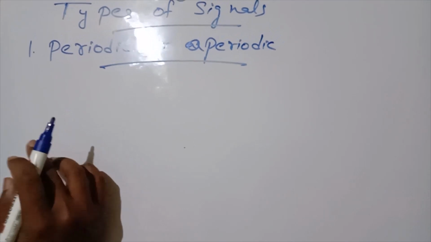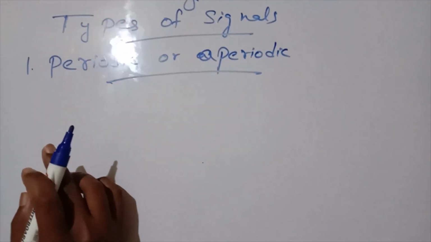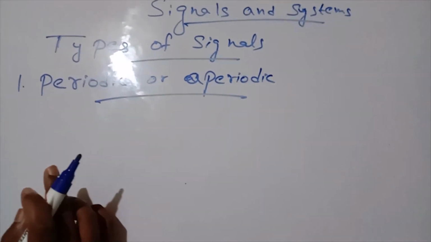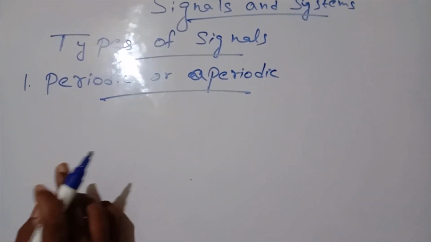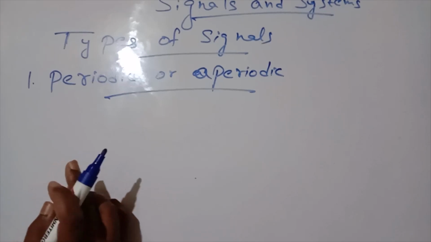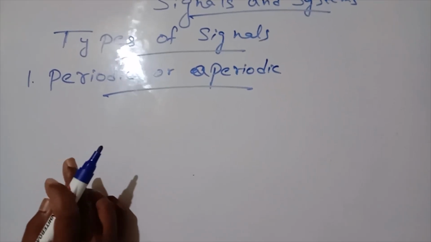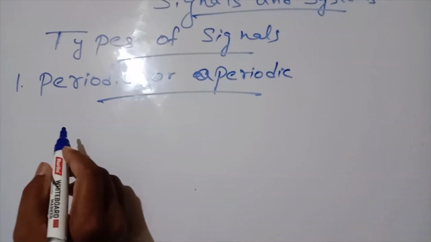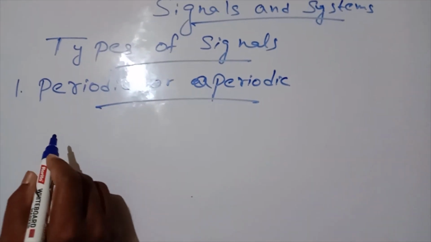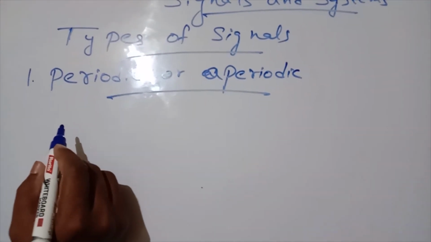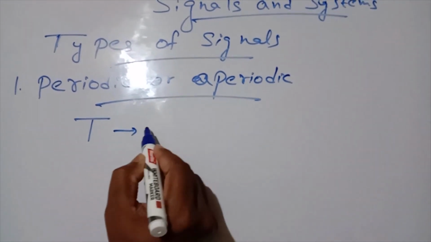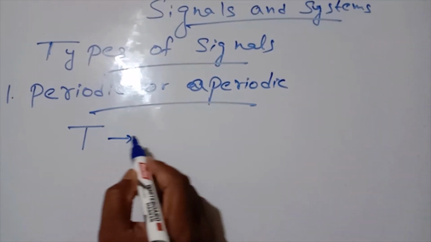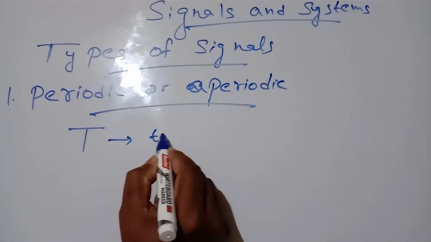Then after that time, it repeats the same rotation that it had in the first. In that case we call that fan periodic. Similarly, a signal which is periodic will repeat after every constant period of time. So we call the capital T the time period.